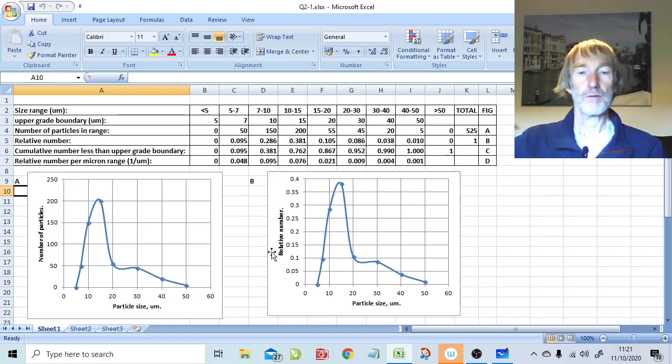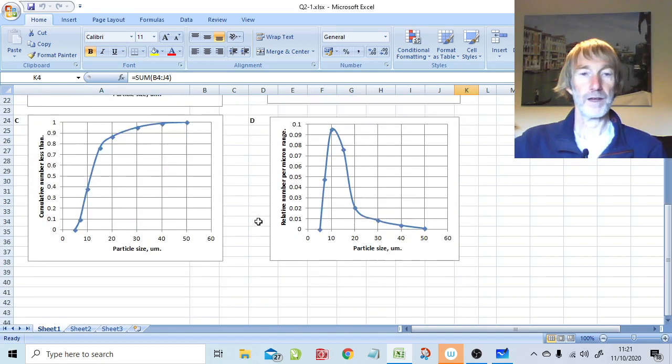Okay, what about relative number? Well, relative number sums up to 1, but the relative number doesn't make any difference to the shape of the curve. All we're doing is dividing through by a constant, that constant being the total number of particles, 525. So, that's fairly straightforward.